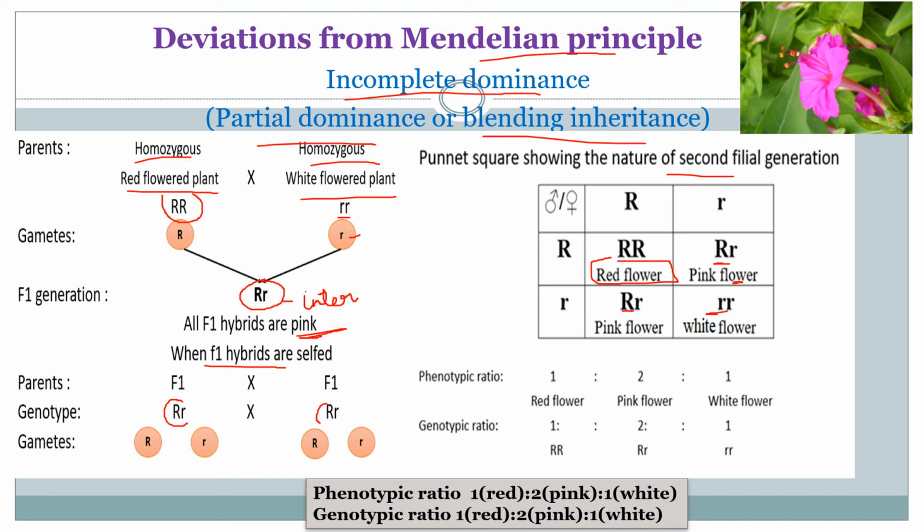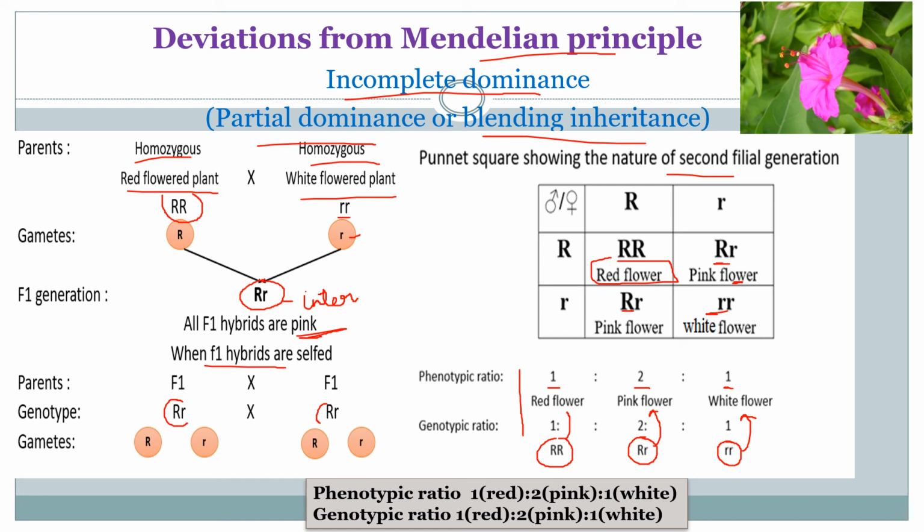Now let's go for the phenotypic and the genotypic ratio. The phenotypic ratio is found to be the red, pink and white in the ratio 1:2:1. Similarly, the genotypic ratio is also 1:2:1. One for the capital R and capital R, which represent the red flower. One is the capital R and small r, which represent the pink flower, which comes in the ratio 2. And the last one is the small r and small r, that is in the ratio 1, which represents the white flower. So this is the phenotypic ratio and the genotypic ratio: 1 red, 2 pink, and 1 white, and 1 RR, 2 Rr, and 1 rr.